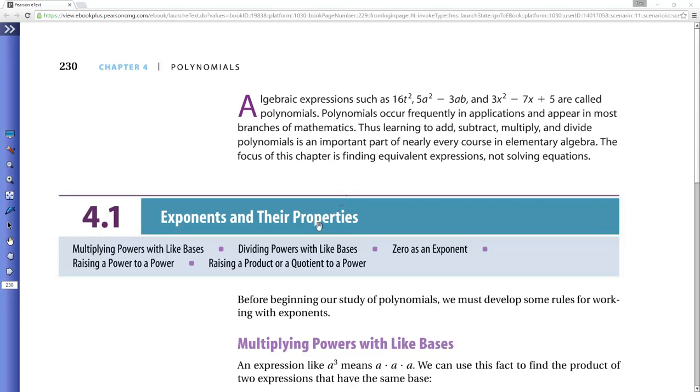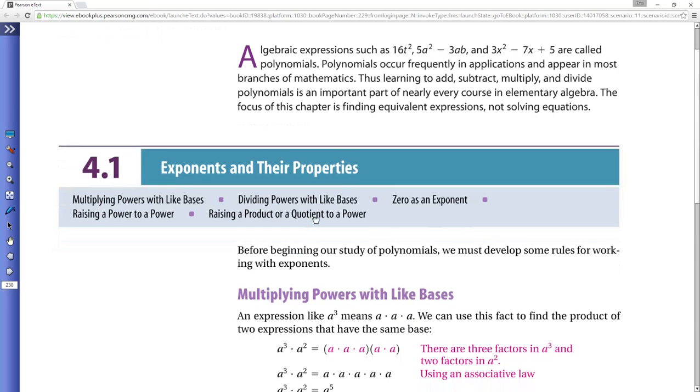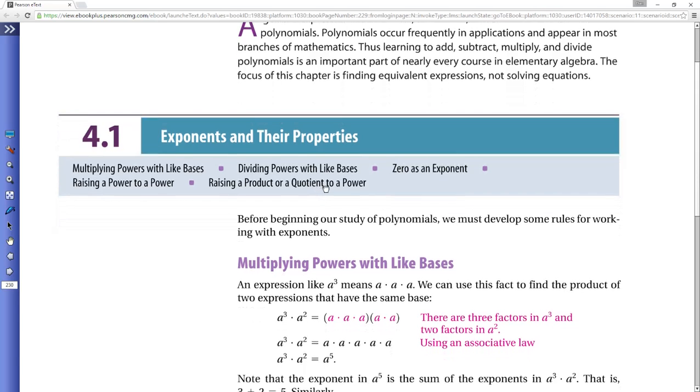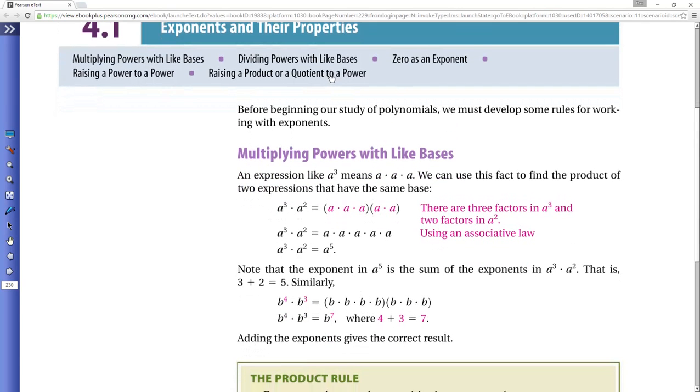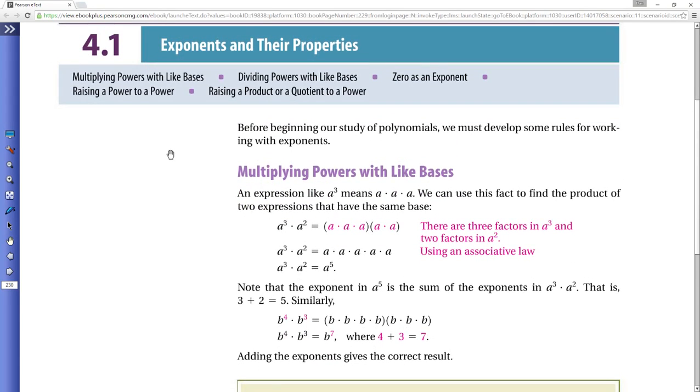This should hopefully be a review of exponents and what exponents are, but also we're going to go through some rules that are basically shortcuts, because there are really some patterns in how we can work with exponents of like bases. And again, a base is the part that is the multiple factor.